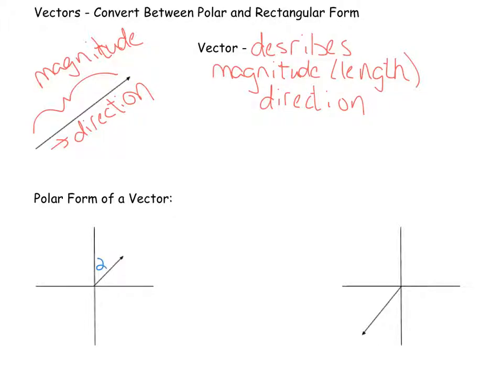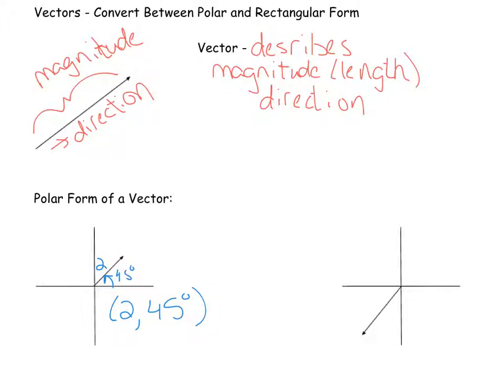Okay, so here we've got this vector, and we're going to say that its length is 2. And for the polar form, you need the length of that vector, the magnitude of that vector, and then the direction is the angle. So let's say this angle is 45 degrees. So we say that this vector has polar coordinates 2 and 45 degrees. So we do an angle of 45 degrees from the x-axis and a length of 2.